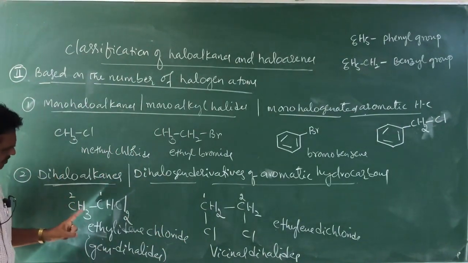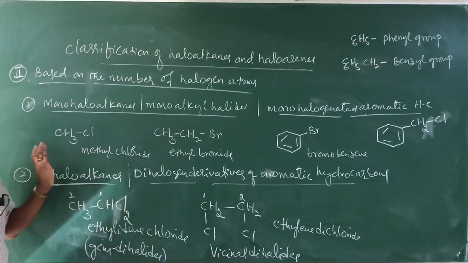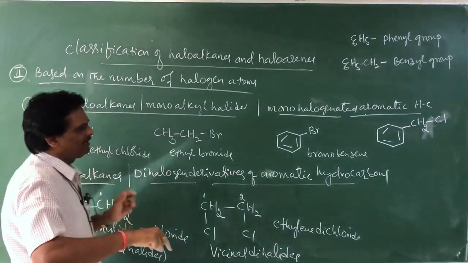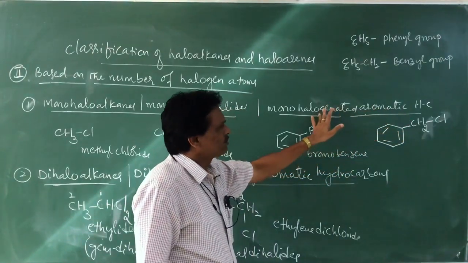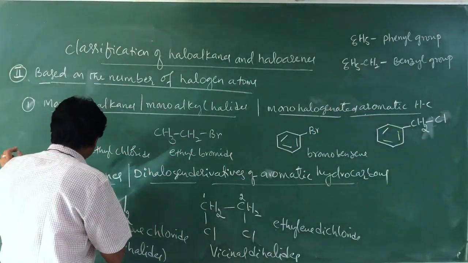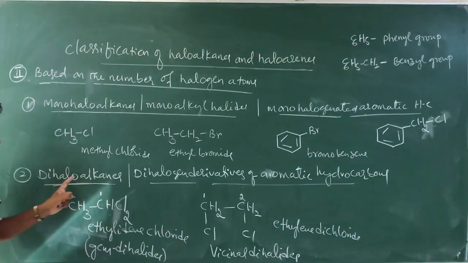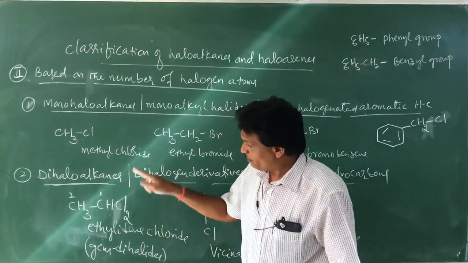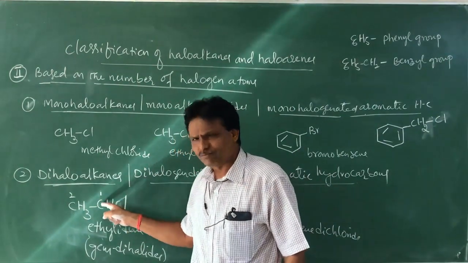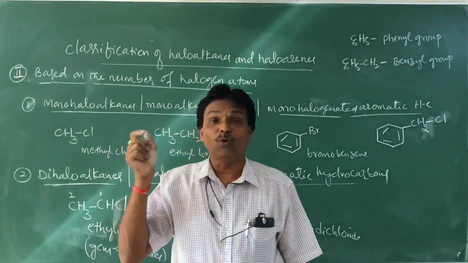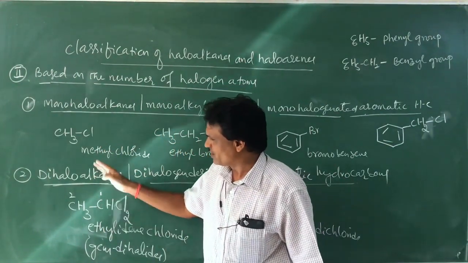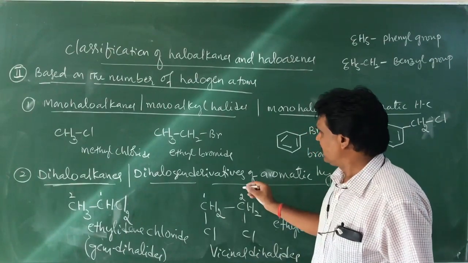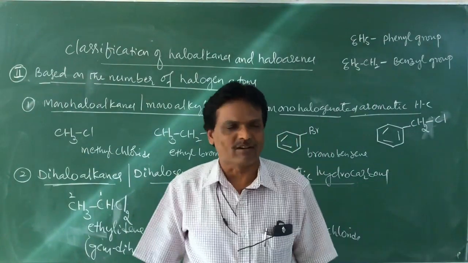Based on the number of halogen atoms, a halogenated hydrocarbon which contains only one halogen atom is a monohalogenated hydrocarbon, whether it is a monohaloalkane or a monohalogen derivative of aromatic hydrocarbons. If two hydrogen atoms of alkanes are replaced by two halogen atoms, they are called dihaloalkanes. What are dihaloalkanes? They are the halogen derivatives of alkanes obtained by the replacement of two hydrogen atoms of alkanes by two halogen atoms. Similarly, there are dihalogen derivatives of aromatic hydrocarbons.